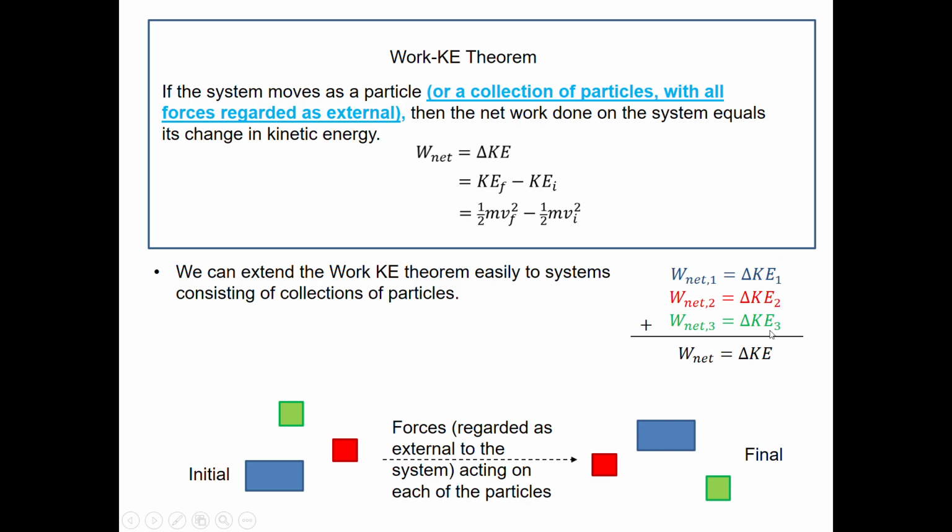And the sum of the changes in the kinetic energies of all the pieces is what we're going to mean by the change in kinetic energy of the system. So the kinetic energy of the system is nothing more than the sum of the kinetic energies of the parts, and the change in it is the sum of the change in the kinetic energy of the parts. So not only is the work kinetic energy theorem true for a single particle, but it's also true for systems of particles as long as we regard all of the forces acting on parts as external. So we'll apply that later.